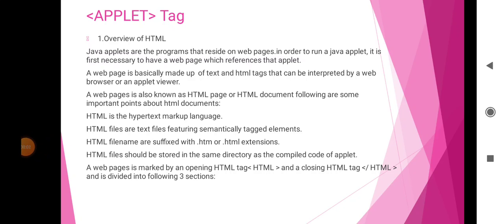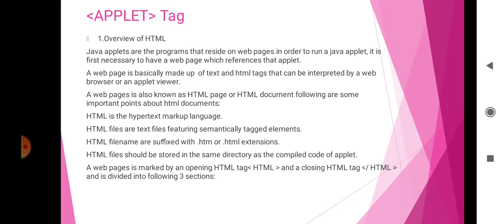The next topic is the applet tag. First one is the overview of HTML. As we have seen, Java applets are programs that reside on web pages. In order to run a Java applet, it is first necessary to have the web pages which reference that applet. A web page is basically made up of text and HTML tags, and that can be interpreted by a web browser or an applet viewer.